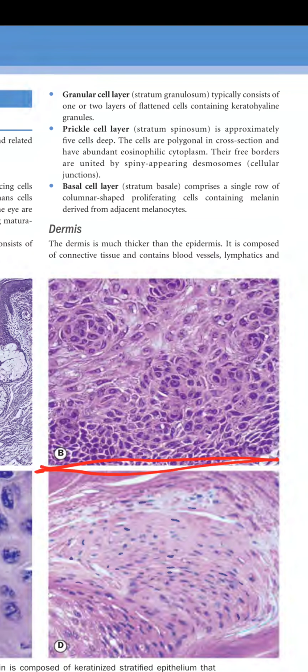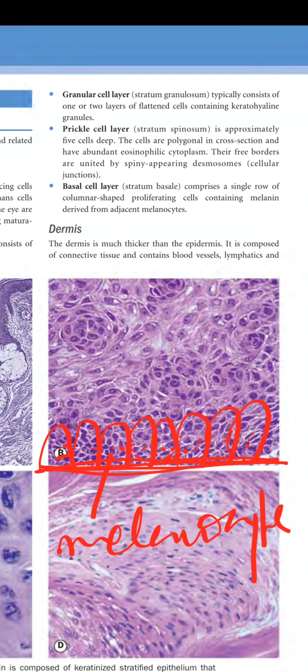So it's clear that we have 4 layers. The first layer is known as the basal cell layer, also known as the stratum basalis, and it is a columnar cell layer. It also has pigment, produced by cells known as melanocytes.